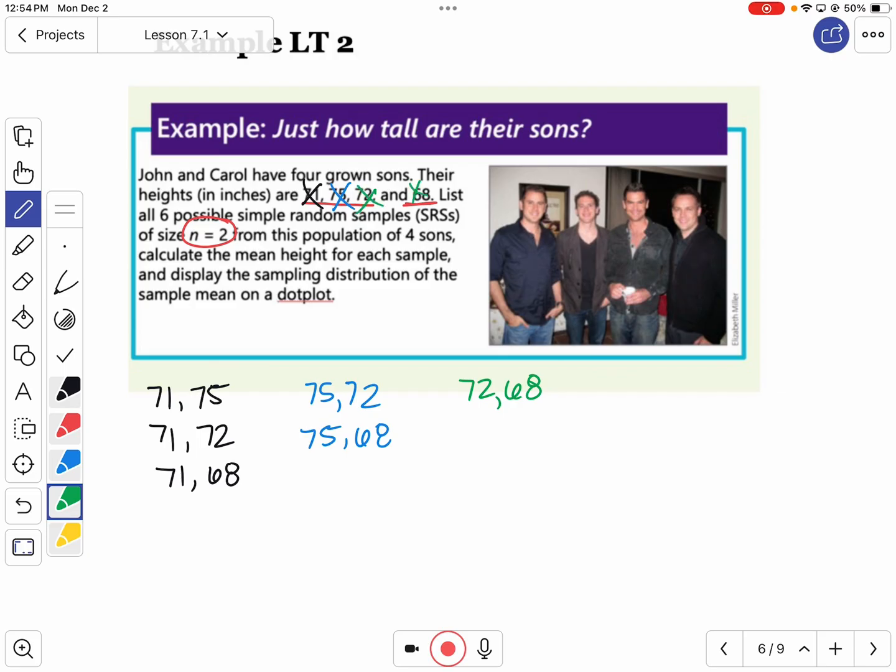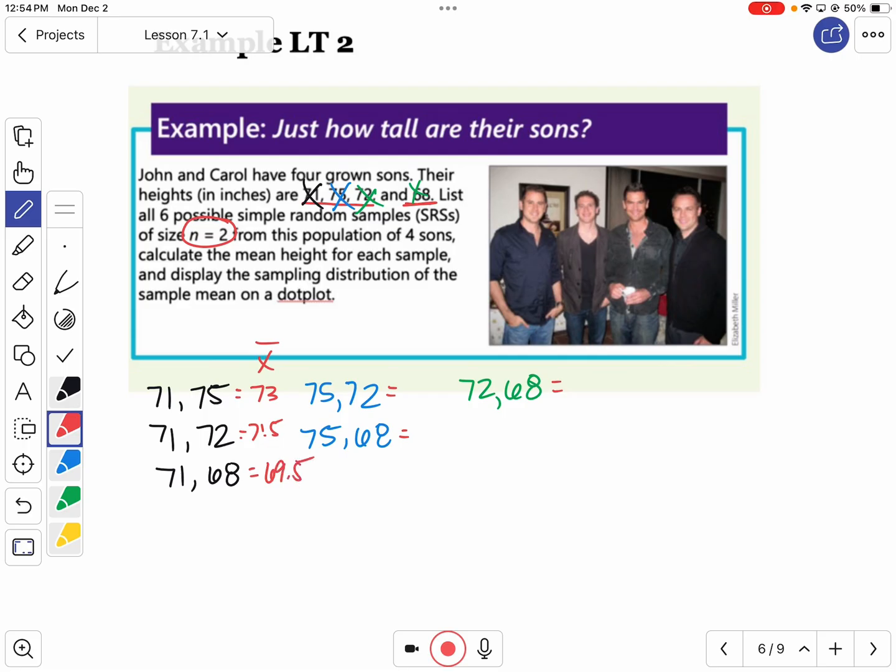All right. Now, the next thing it says, from this population, calculate the mean height for each sample. In other words, we want to average each sample. How would I do that? Add them up, divide by 2. So let me just give them to you. We'd have 73, 71.5. These are all the sample means.